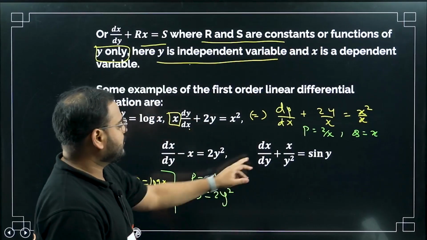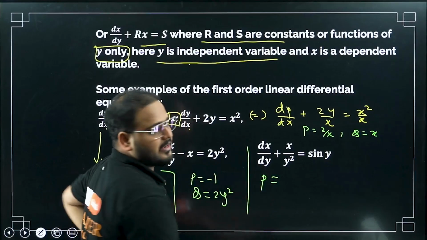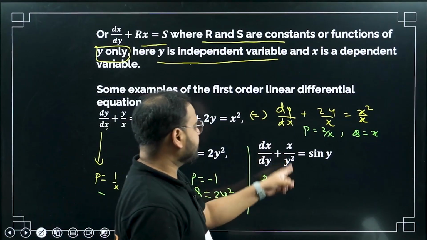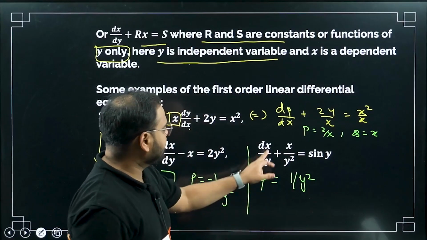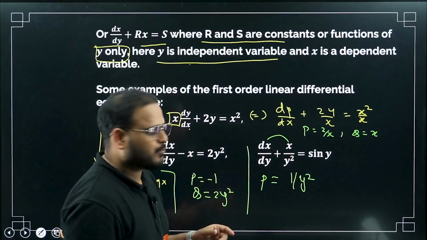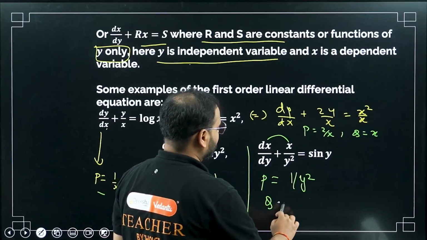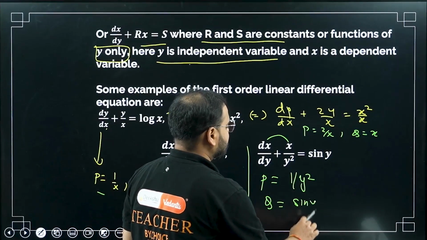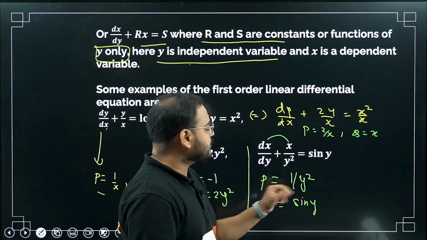Simple. For this one, please check. What's the p value? Dx by dy. So the independent variable is y. What is the function over here? 1 by y square, sir. Whatever the variable over here, the same will come over here. So no problem there. And what about sine y? That is the value of q, no? Sine y. Simple enough. Sine y is q and p is 1 by y square.